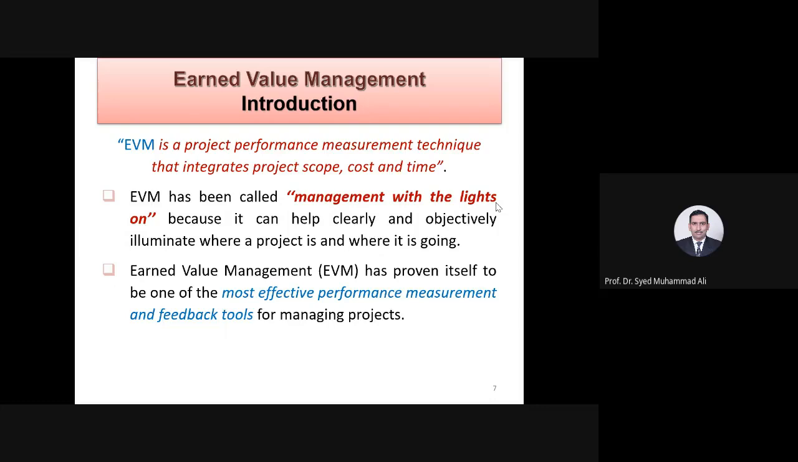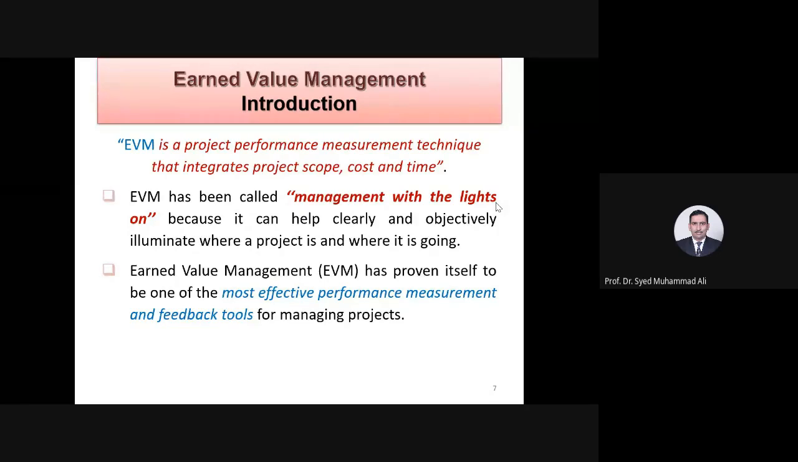If you don't have EVM, you can say that you're driving at night, sitting in your car or bike without the headlights on. They are off. You're traveling in the dark. You can't see. Maybe there is some ambient light from the surroundings. You can hardly see maybe 10 meters or 30 meters or 50 meters, but you can't see 150 or 200 meters because your headlights are off.